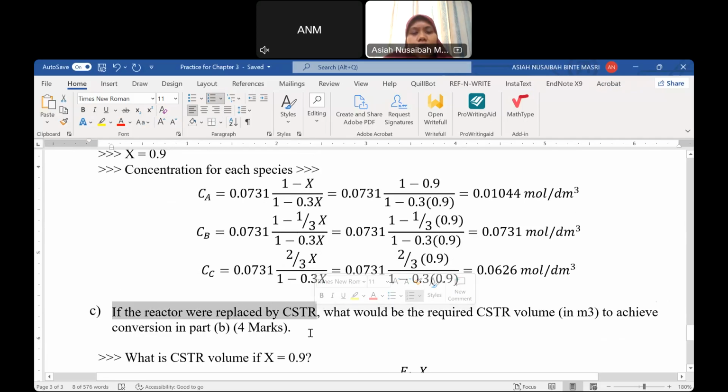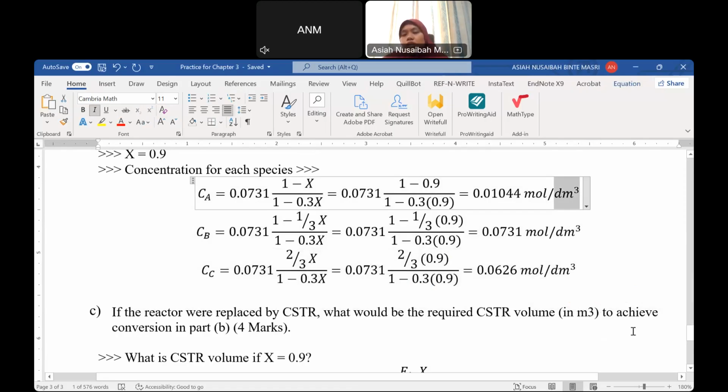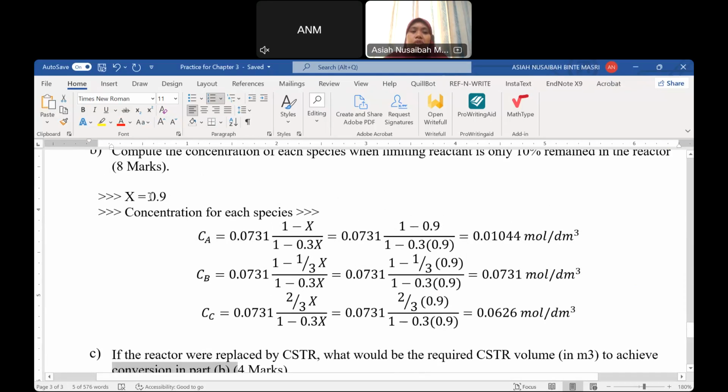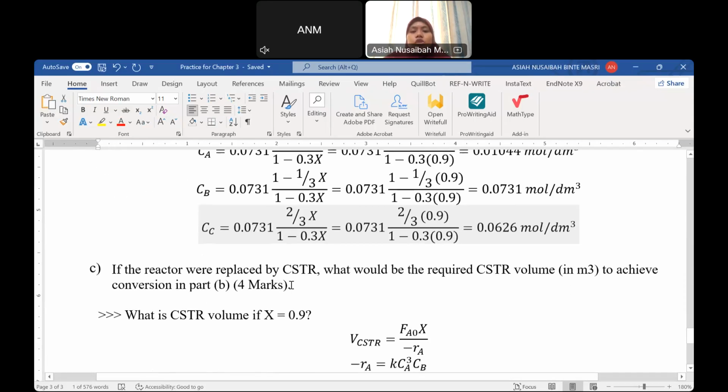Okay, now if the reactor were replaced by CSTR, what would be the required CSTR volume in meter cube? Ensure the unit is correct because here the Ca is in decimeter cube, to achieve conversion in part B. Okay, part B, which means the conversion is 0.9. Now, what is the volume of CSTR if X equals 0.9?